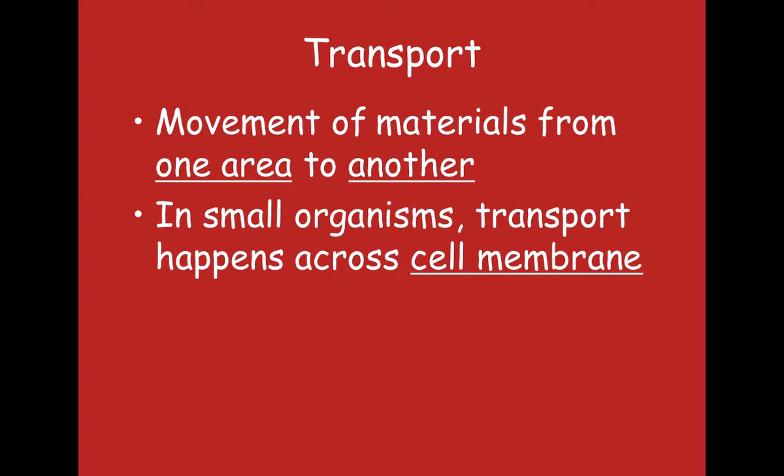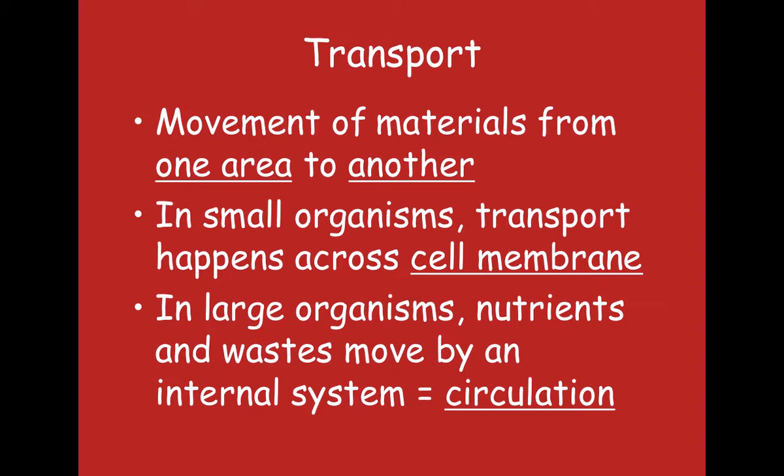Now, in small organisms like unicellular ones, transport only happens across the cell membrane. But in larger organisms like humans, we also have another way of moving materials, and that would be our internal system, which is our circulatory system or our cardiovascular system. We're going to be focused on the transport that happens across the cell membrane in this section of our unit.